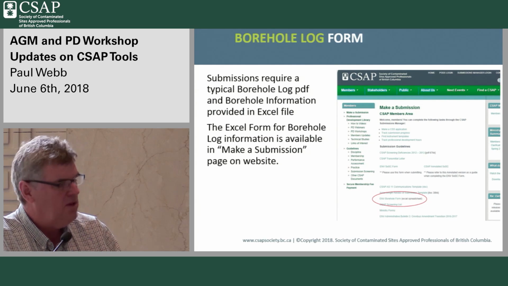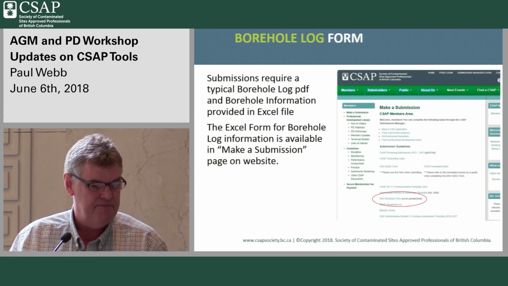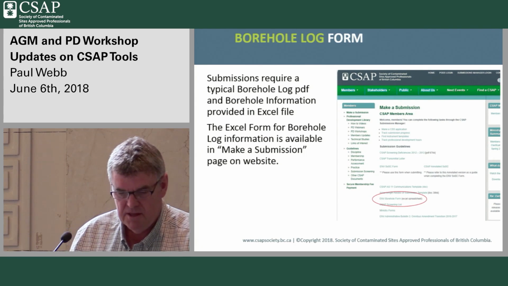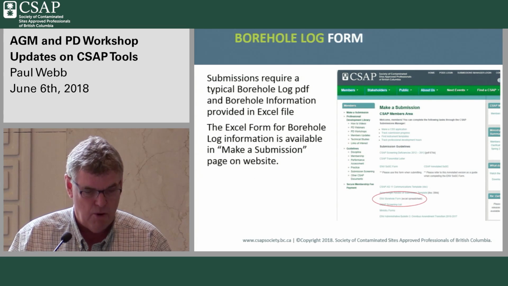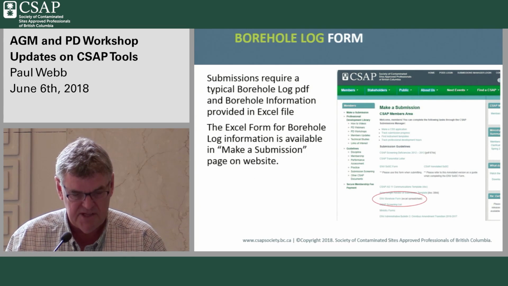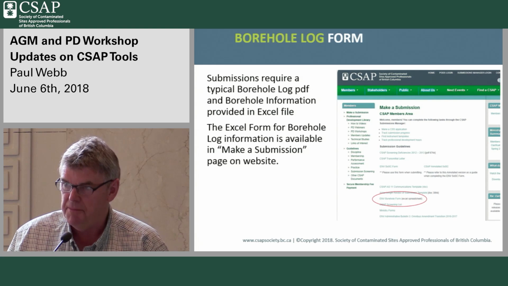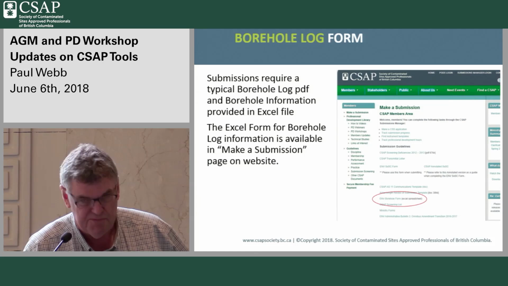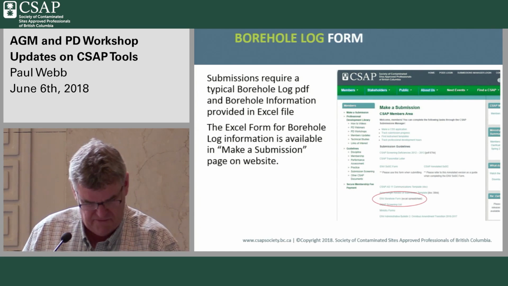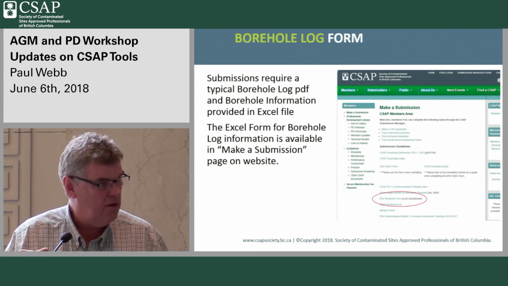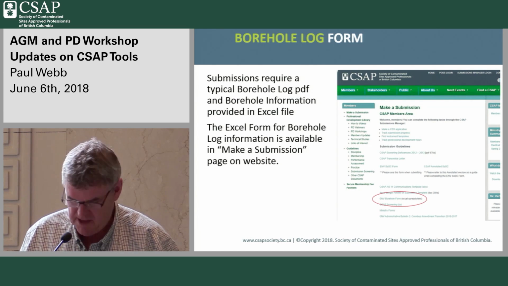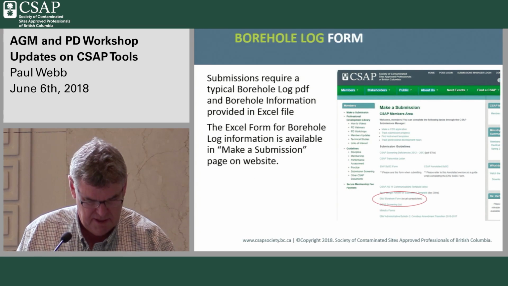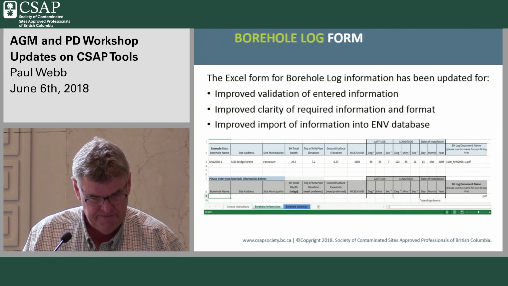Okay, so the borehole log form. Submissions require a typical borehole log and then an Excel form filled out. The form is available on the CSAP website in the Make a Submission CSAP members area. So I've just shown you where it is. It's pretty small, but you can see the approximate location for when you go there. That form is downloadable off of the website, and please start using the new form. It's a lot more clear and easier to fill in, hopefully.